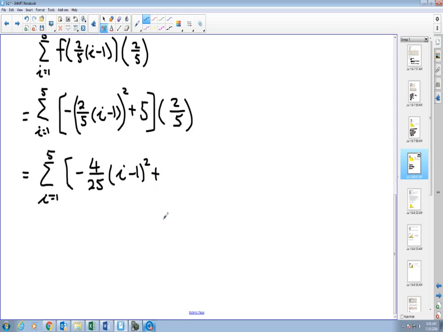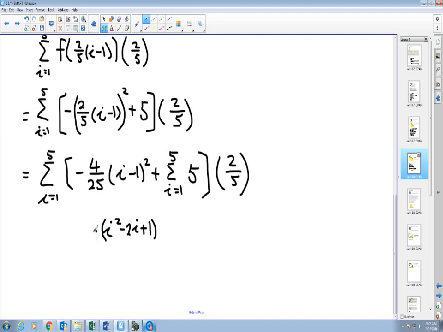Since this plus sign is here, I'm going to split up the two sums. If I don't, I'm going to think this 5 will add on to all the terms with the i's. I don't want to do that. It'll throw me off a little bit, times 2/5 here. So i minus 1, the whole thing squared, will give me i squared minus 2i plus 1. These three terms all have to be multiplied by negative 4 over 25.